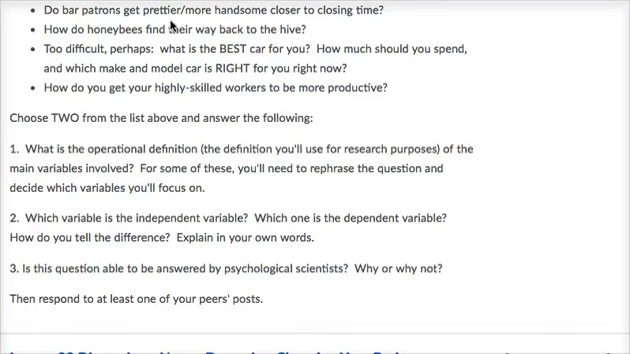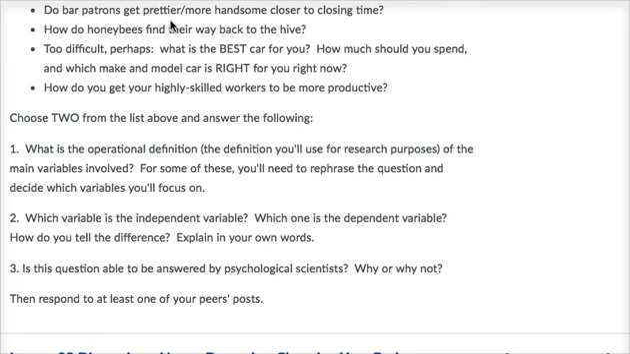If the answer is a correlation, then you're looking for a correlation number, and a certain expectation for a strong outcome might be certainly above 0.85 or below negative 0.85, depending if it's a positive or a negative correlation. And 3, is this question able to be answered by psychological scientists? Why or why not? The easier thing to do, by the way, in question 2 is to create an experiment, because experimental design more clearly in my mind has independent and dependent variables.